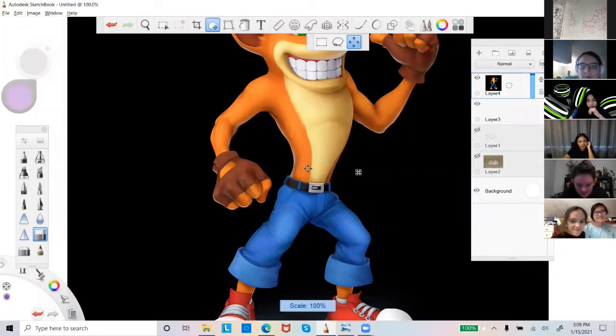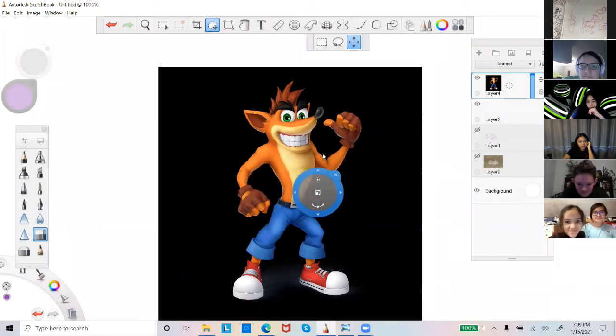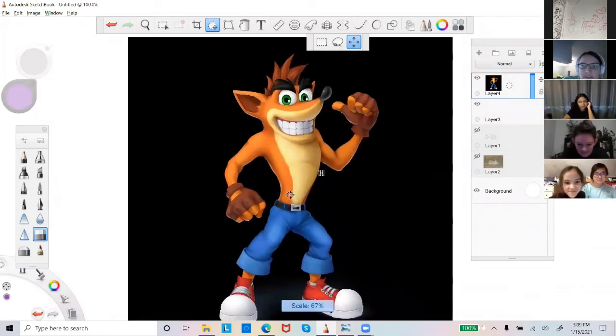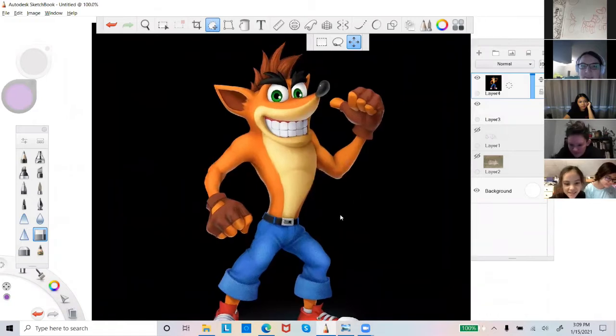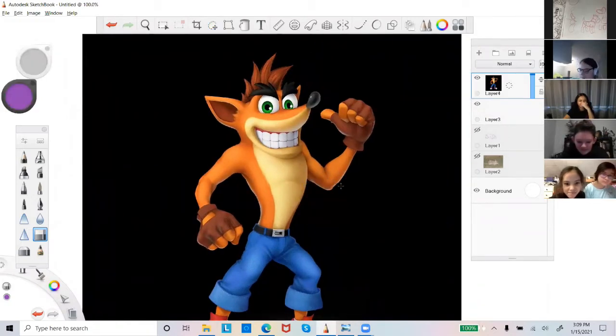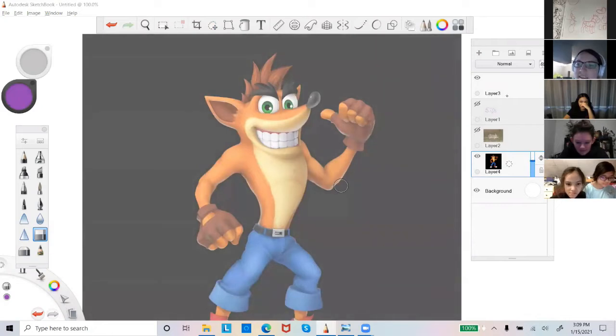Make this smaller. Mostly for the similarity is the nose for me. So our real life Bandicoot had that pointy triangle shaped nose. That's what I'm seeing right here. It's like a pointy triangle shaped nose.